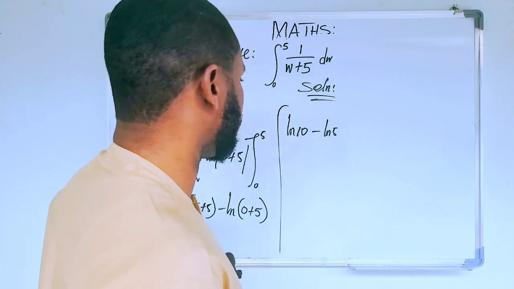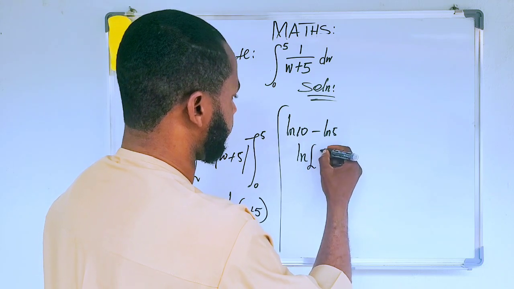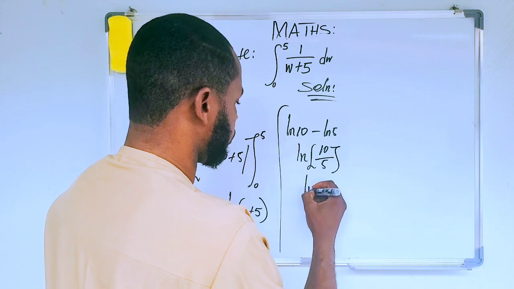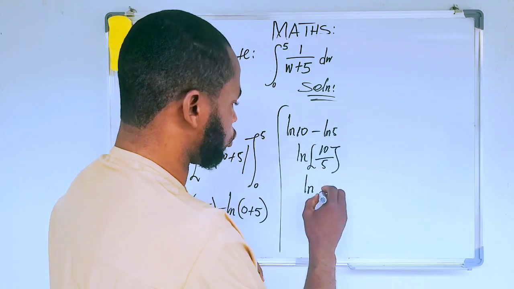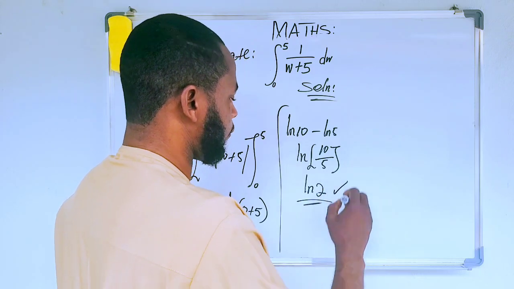And this is equivalent to ln of 10 over 5, which will give us ln of 10 divided by 5, that will give us ln 2, and this is the answer.